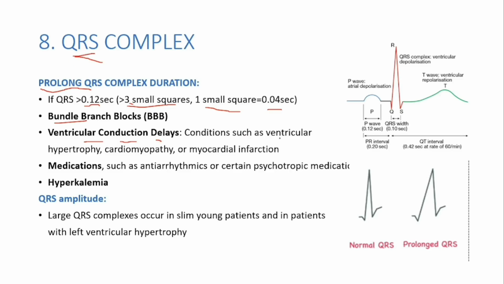Such as ventricular hypertrophy, the muscle mass is increased, so it will take longer for the ventricle to depolarize. It will show prolonged QRS complexes. Similarly in cardiomyopathy and MI, medications like antiarrhythmics, antipsychotics, and hyperkalemia also cause prolonged QRS. Now QRS amplitude is large in left ventricular hypertrophy. This is normal QRS. This is prolonged.